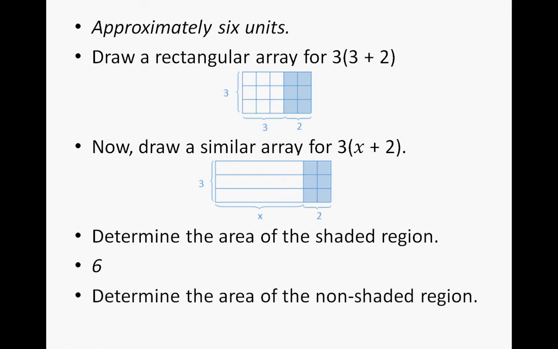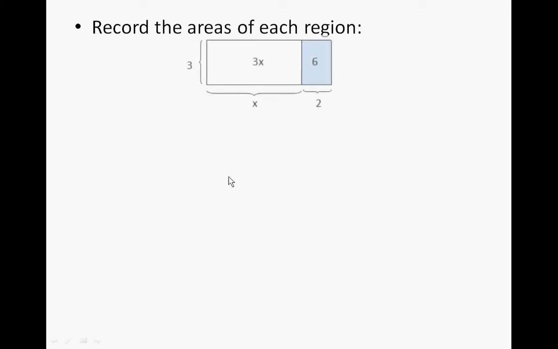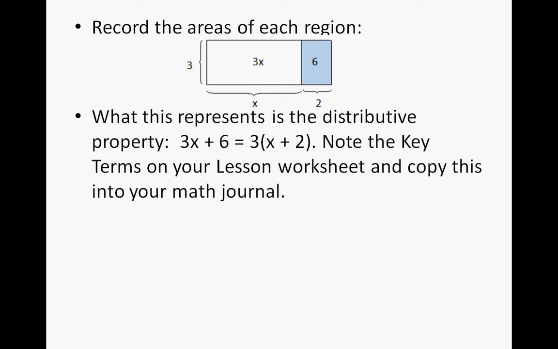Determine the area of the non-shaded region. Well, if we have 3 times x, we would have 3x. So record the areas of each region. 3 times x is 3x, and 3 times 2 is 6. What this represents is a distributive property. 3x plus 6 is the same as 3 times the quantity of x plus 2. Note the key terms on your lesson worksheet and copy this into your math journal.